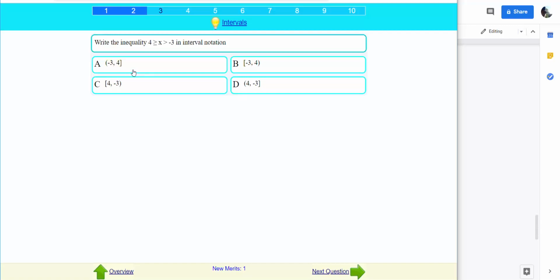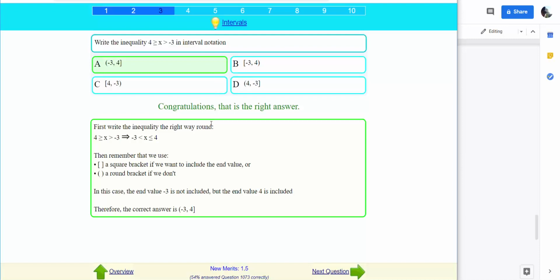It's actually this. It's the right way around. Yeah, so this is the correct way.